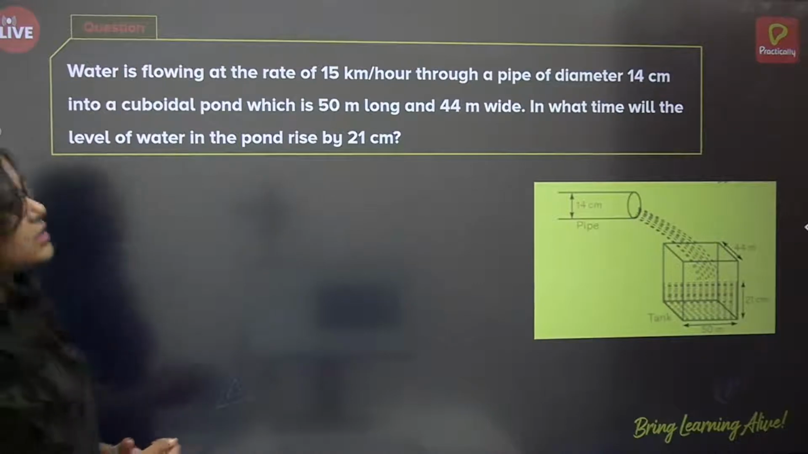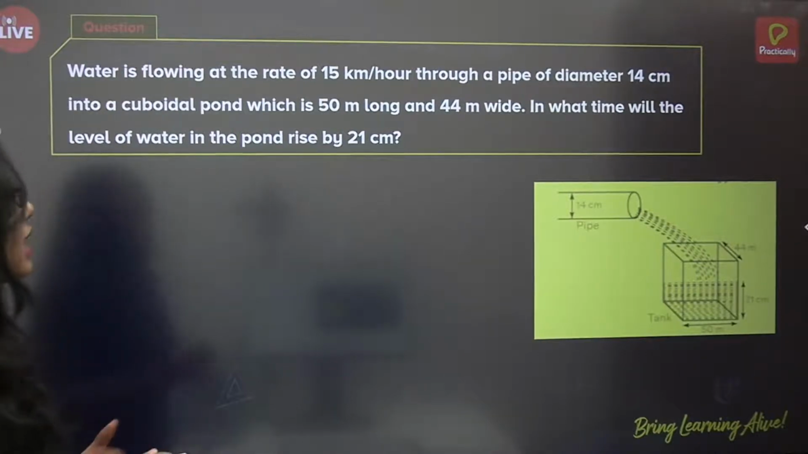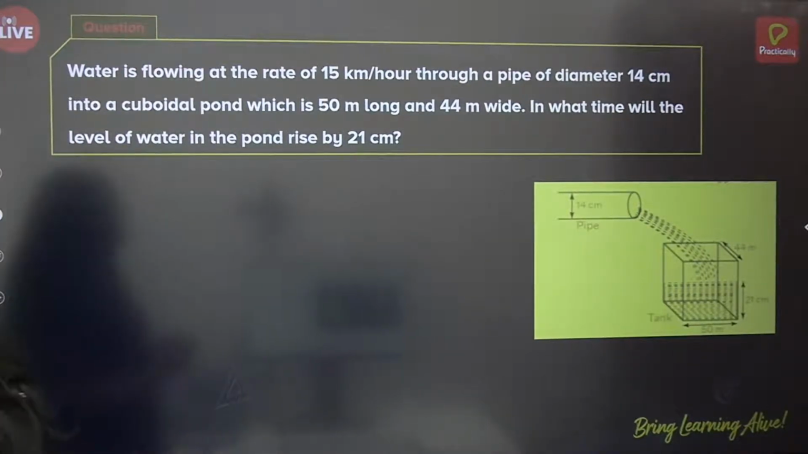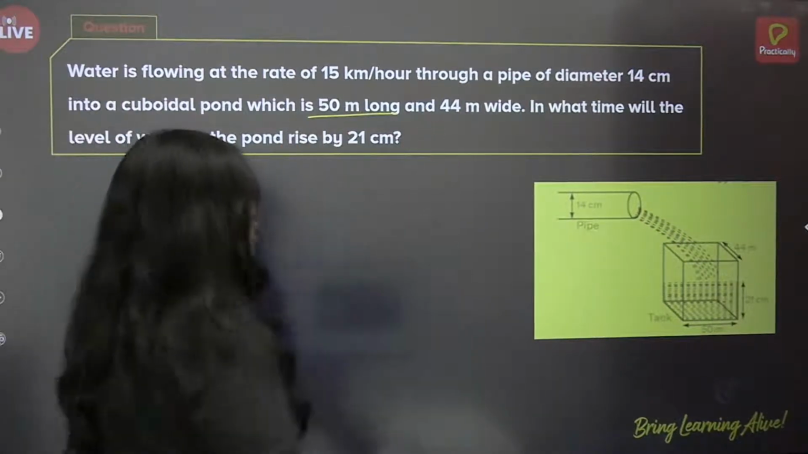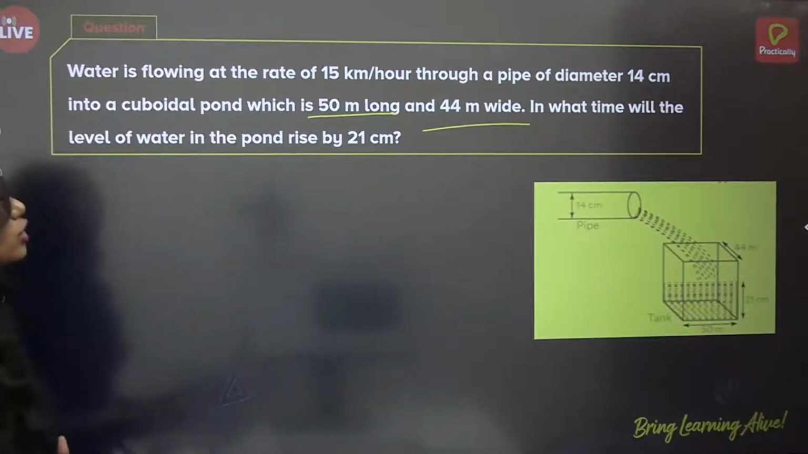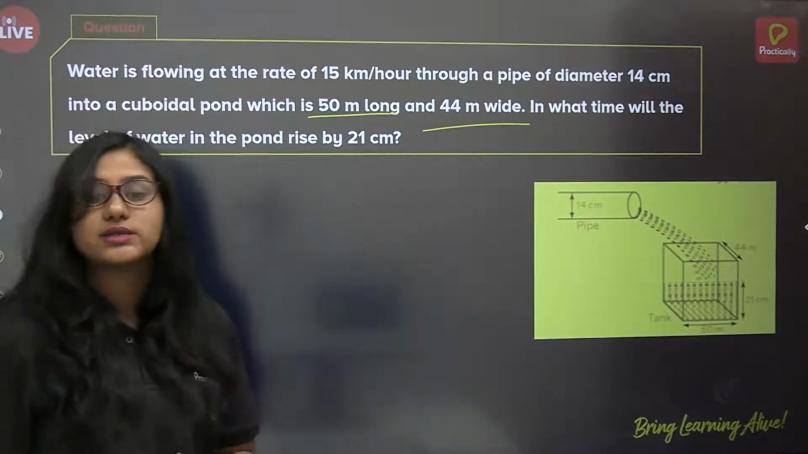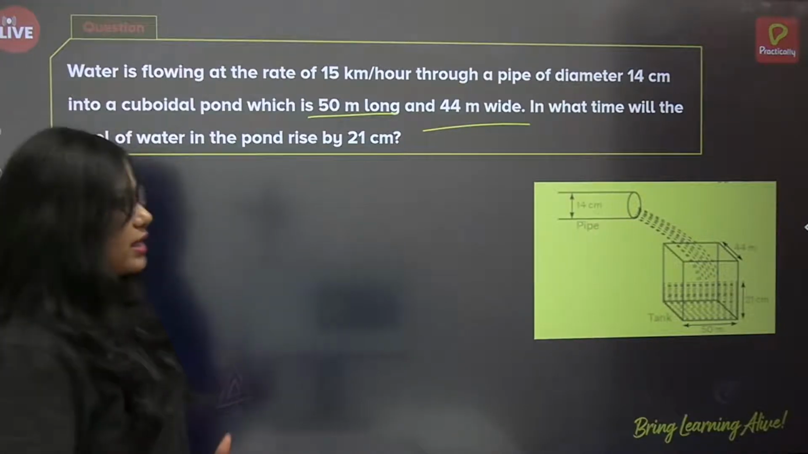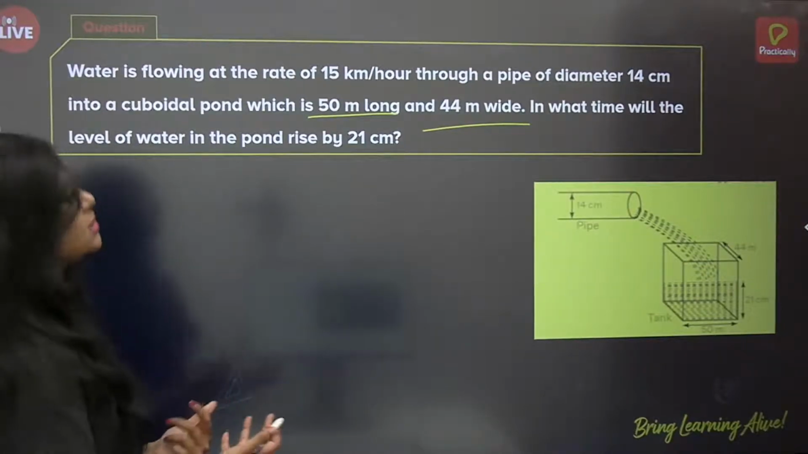Water is flowing at the rate of 15 km per hour through a pipe of diameter 14 centimeters into a cuboidal pond which is 50 meters long and 44 meters wide. In what time will the level of water in the pond rise by 21 centimeters? Okay. So let us see this.